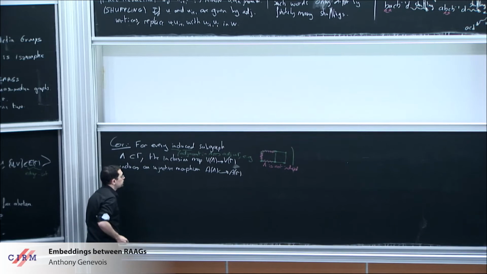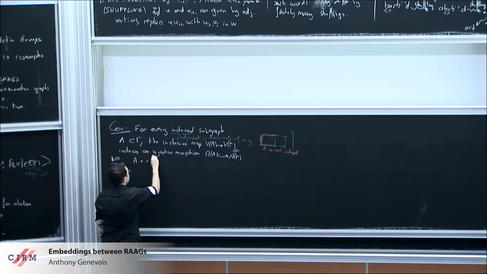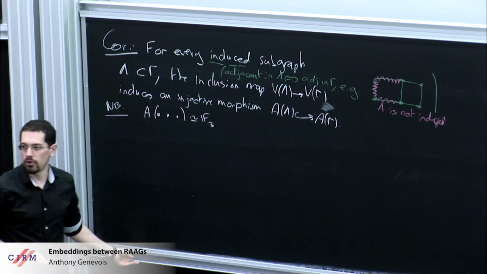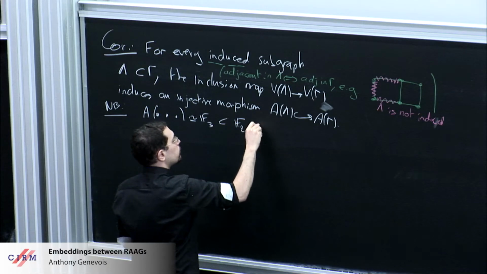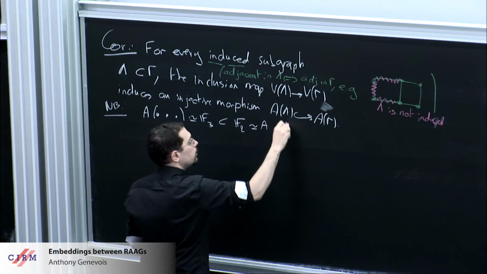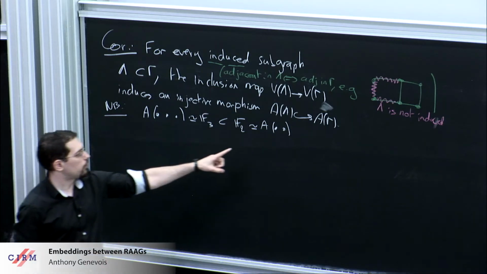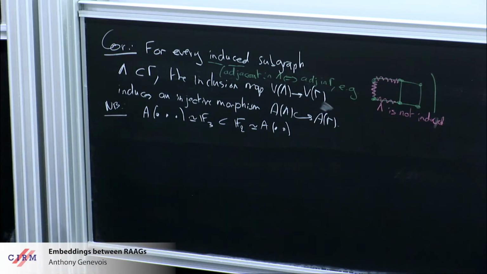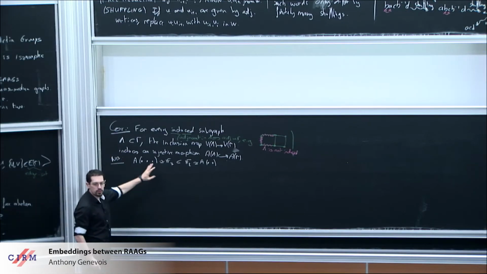So just a remark. If you take the right-angled Artin group given by three vertices, so this is just a free group F3, it's a subgroup of F2, which is the right-angled Artin group given by two vertices. But of course, this graph is not a subgraph of this graph, just for a stupid reason. So the converse is not true even in some very simple example.